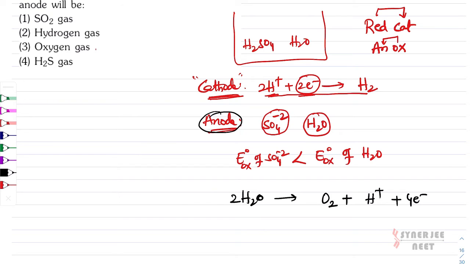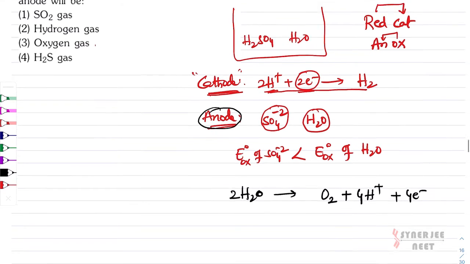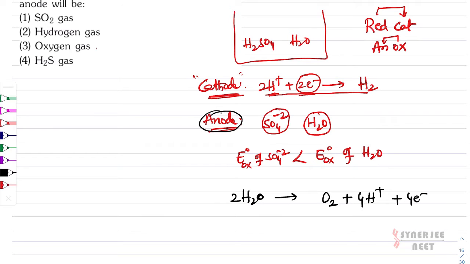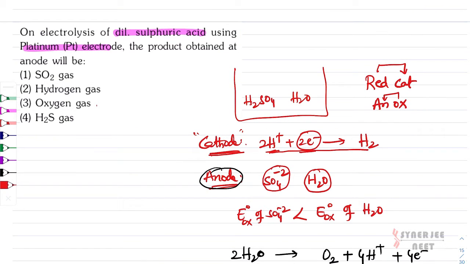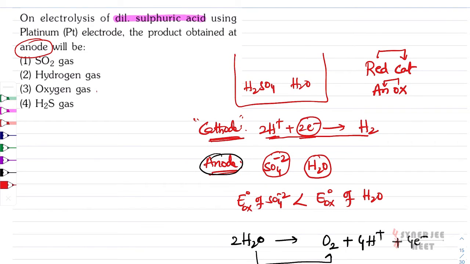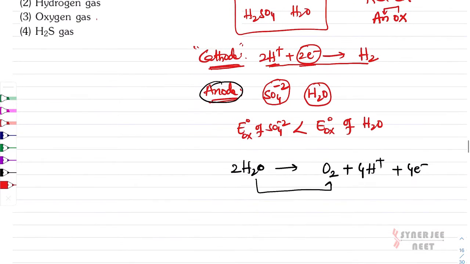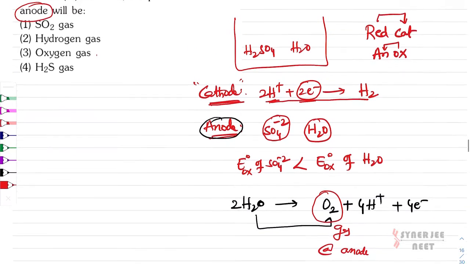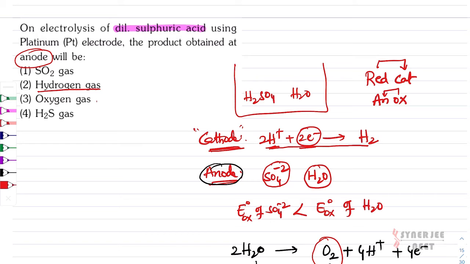So if you balance it, this is the balanced equation. Anyway, in the oxidation process at the anode, O2 gas is liberated. So they are asking, in an electrolysis of dilute sulfuric acid, the product obtained at the anode. They are asking which gas is liberated at the anode. Since sulfate is not participating in oxidation, only water is participating, and it is producing a gas, O2 gas, at the anode. So the option is matching with only the second option.